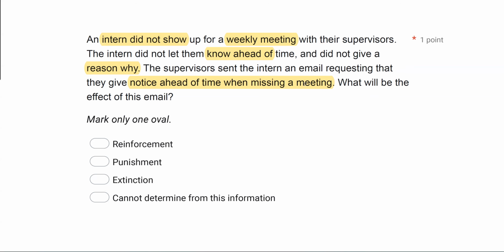So what can we say about the effect of this email? A, reinforcement. Well, we don't know. Same with punishment and same with extinction. And that's the thing about consequences. Consequences, we have to look at future behavior to determine what type of consequence and what effect that consequence had. Since we don't know, we cannot determine from this information.